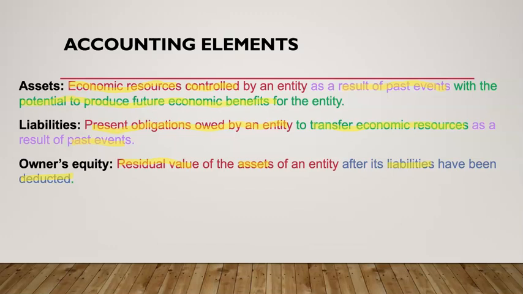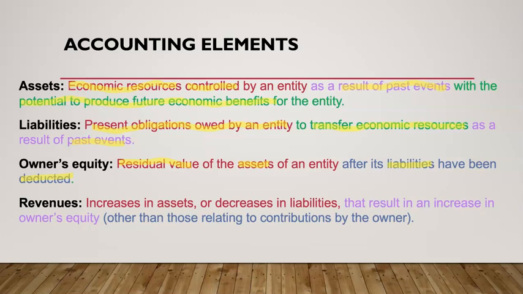Two other elements that are important are revenues, and these are good things. We would think of them as good things that involve an increase in an asset that results in an increase in owner's equity. So something has increased our assets that has increased our owner's equity, so how much our business is worth, other than capital contributions. So for example, sales increase our assets, but also increase our business worth.